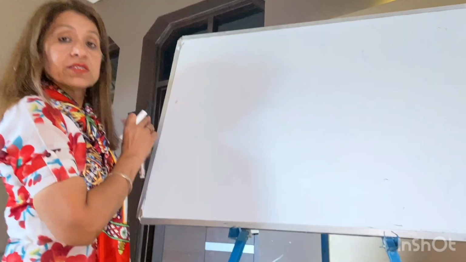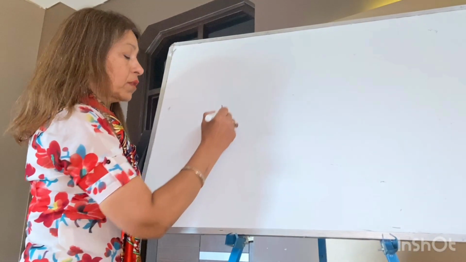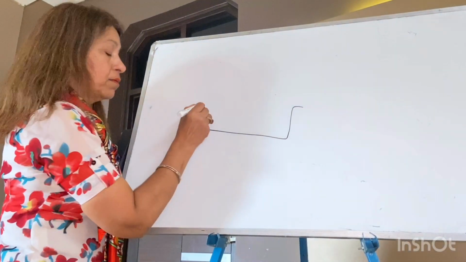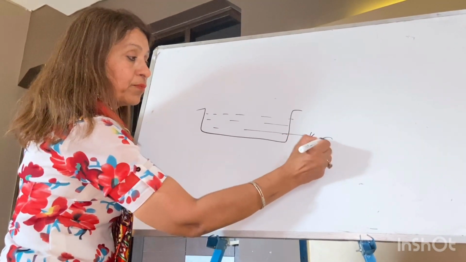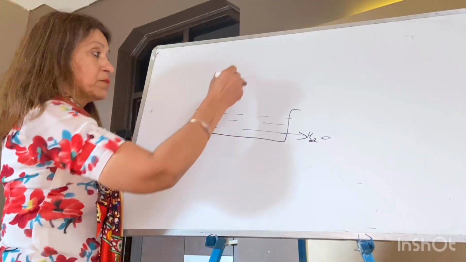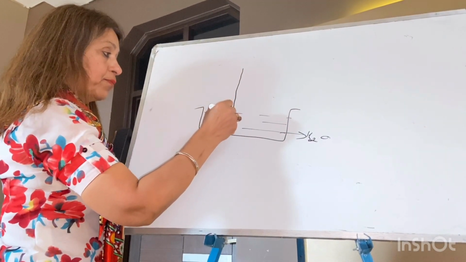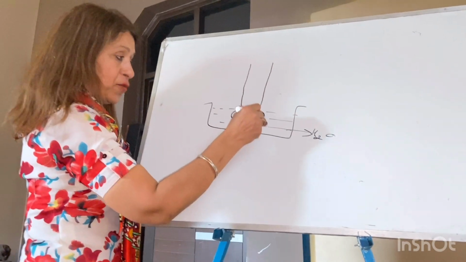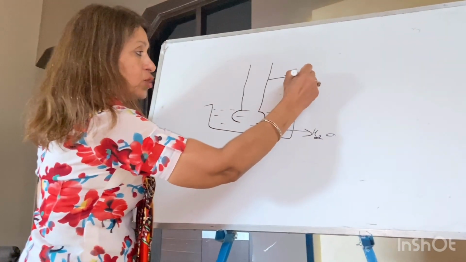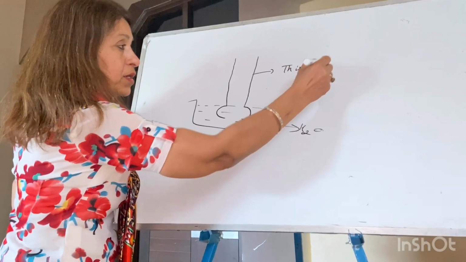Okay, now I am drawing the second diagram. Now this is my beaker. In this beaker I have taken simple water, and this is my funnel, thistle funnel. Thistle funnel is one of the equipment of chemistry.